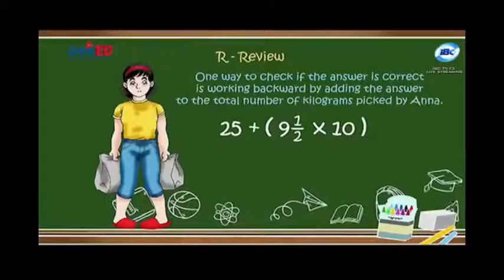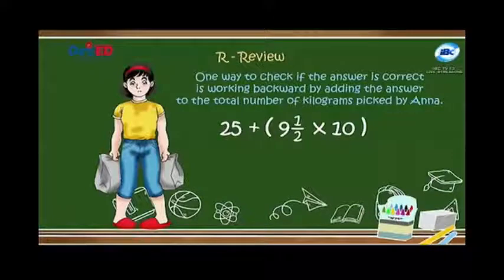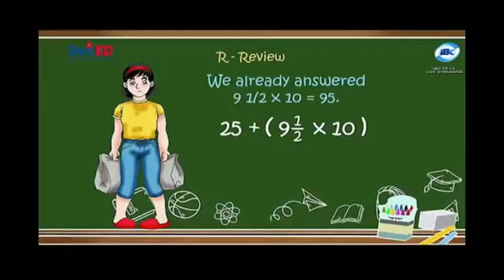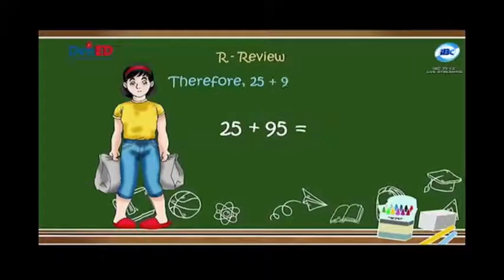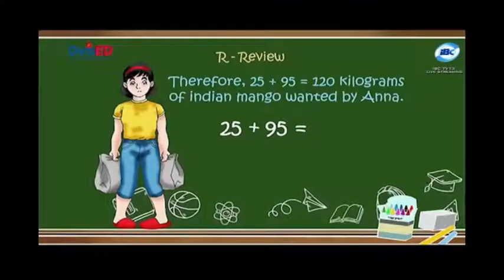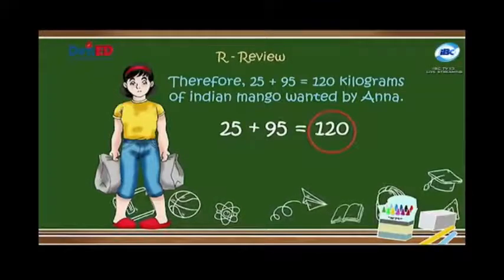Step 4 in solving word problems. R stands for review and check your answer. One way to check if the answer is correct is working backward by adding the answer to the total number of kilograms picked by Anna. 25 plus the group of 9.5 times 10. We already answered that 9.5 times 10 equals 95. Therefore, 25 plus 95 equals 120 kilograms of Indian mango wanted by Anna.